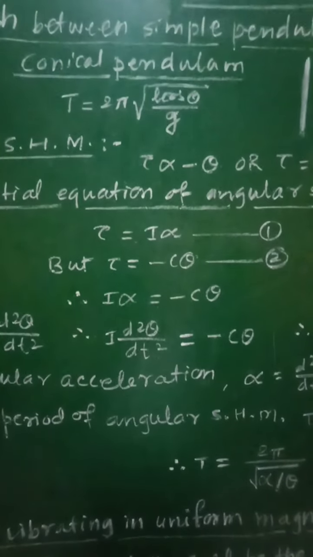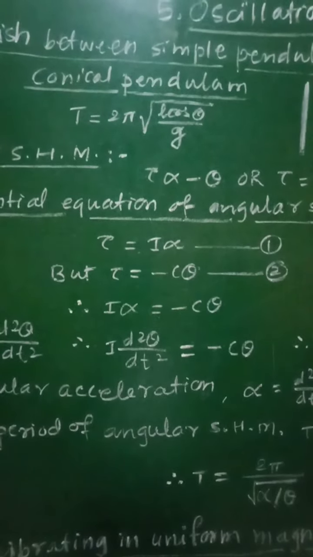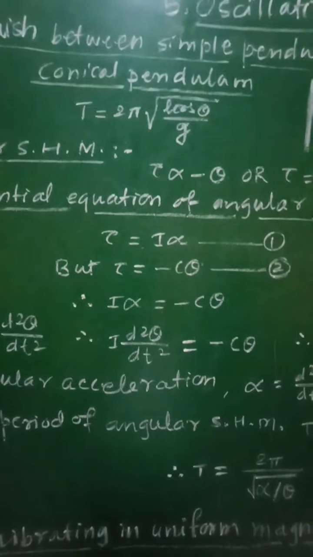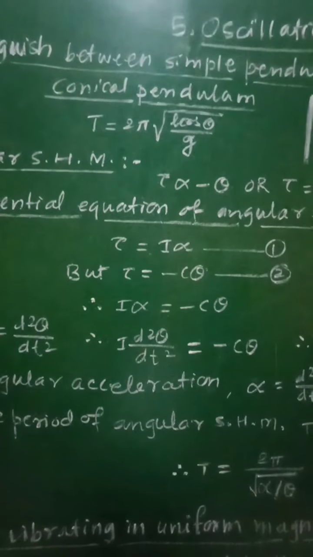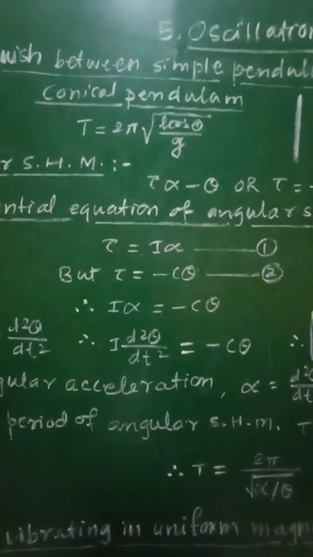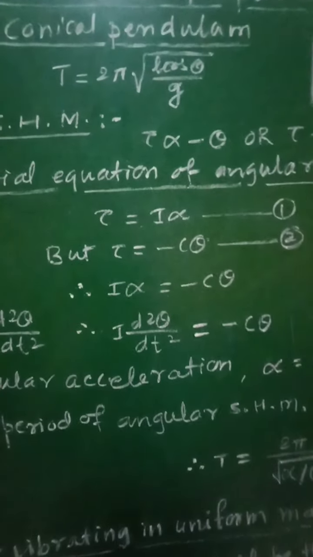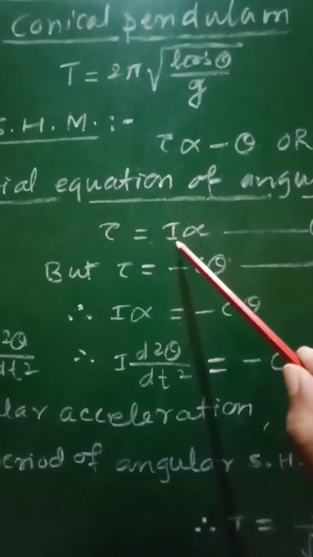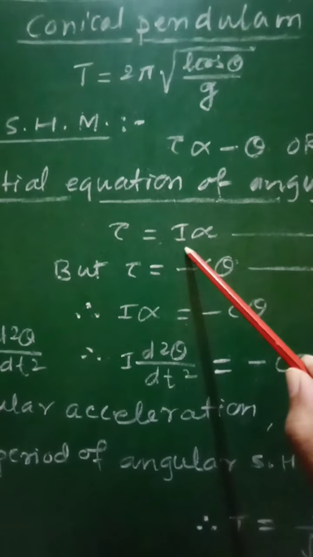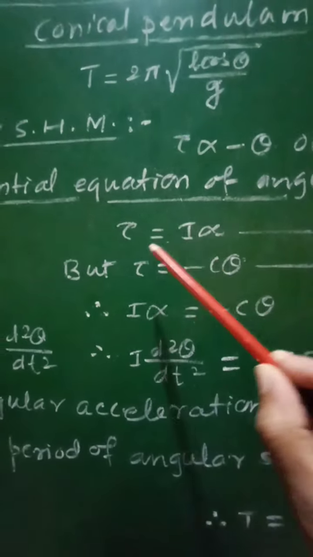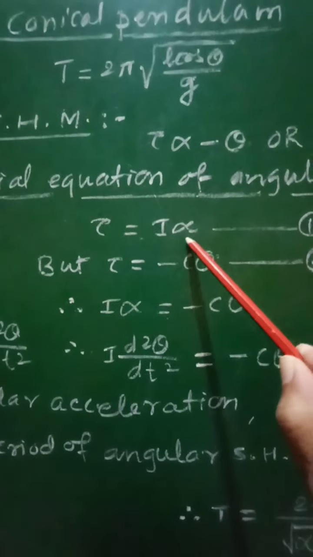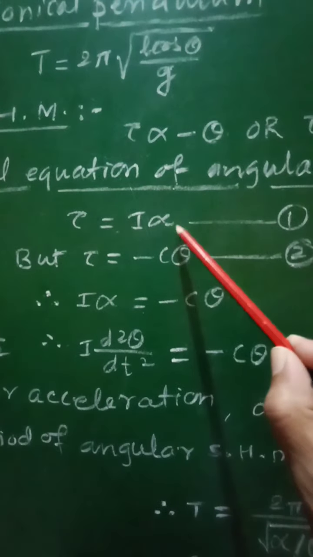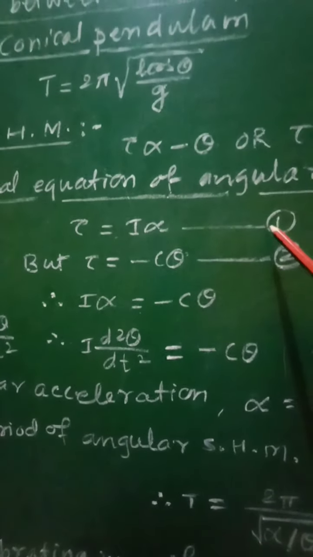Now, if capital I represents the moment of inertia of that body performing angular SHM, then the restoring torque acting on that body will be given as torque equal to I alpha, where alpha will represent angular acceleration of that body. Let it be equation number 1.